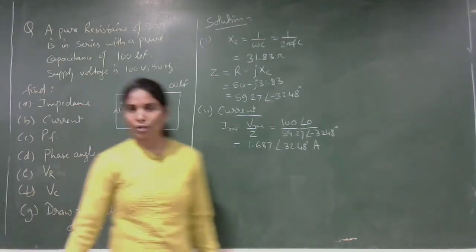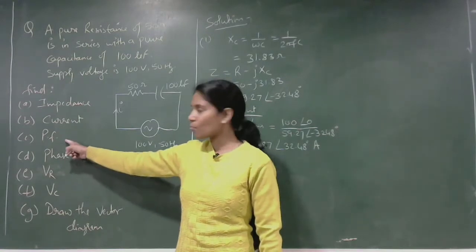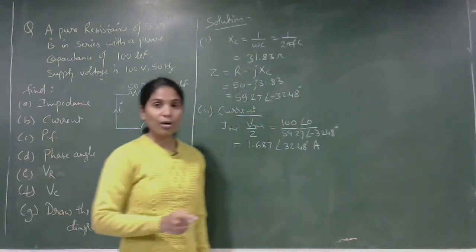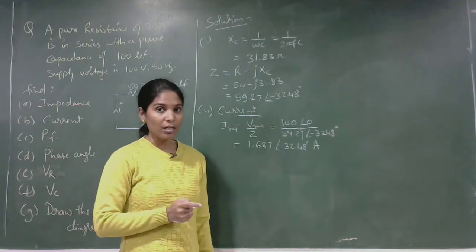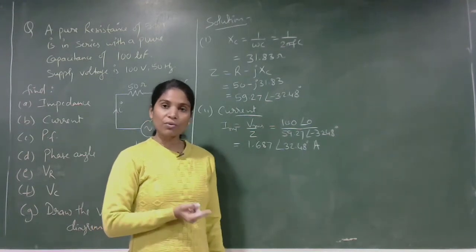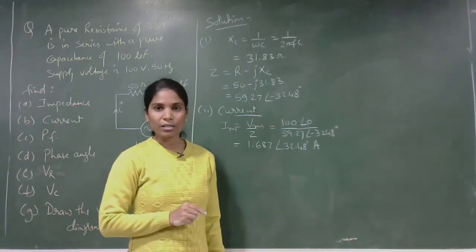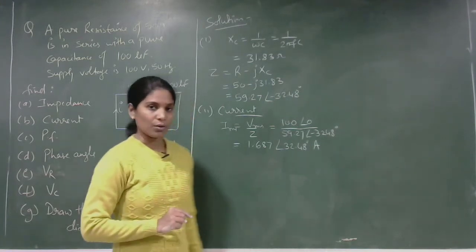Now what is the next calculation? The next calculation asks about the power factor. How do we calculate it? It is cos phi. We can take the cosine of the phase angle, or we can take the ratio of R by Z. So let's see with that value.